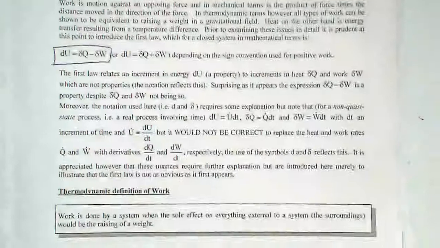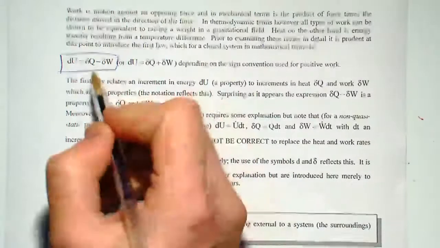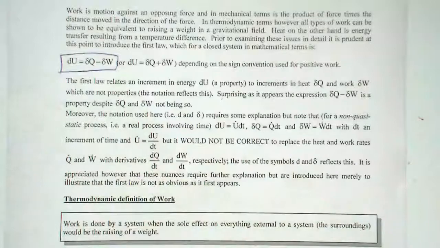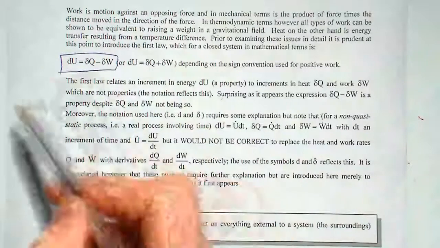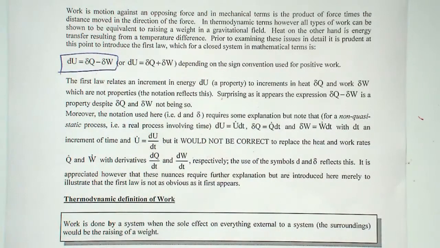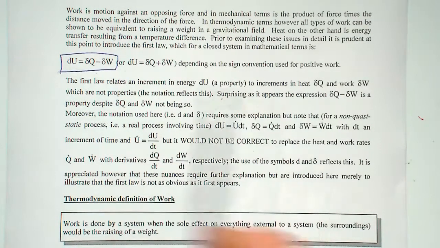The next paragraph was about the fact that we do not use the same symbol in terms of mathematical representation. We don't use D across the whole equation. For Q and W, we use delta. That just indicates that work and heat are not properties, whereas U is. And therefore, we can use D for U, but delta for Q and W. And then the mathematical explanation really is here.